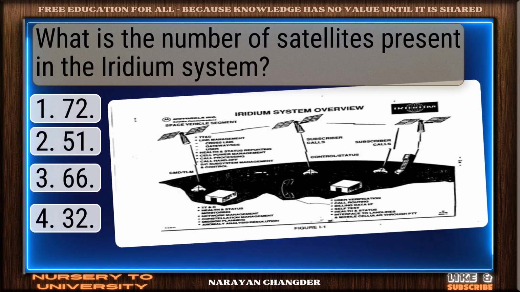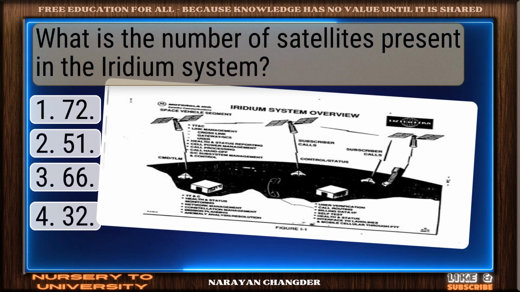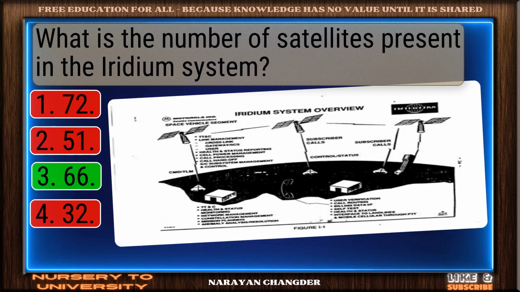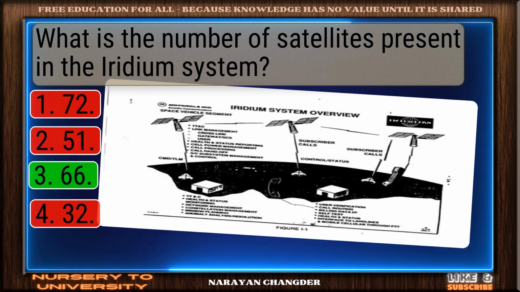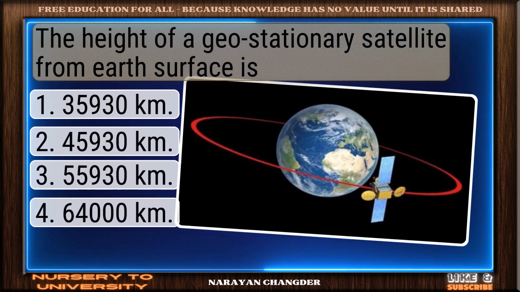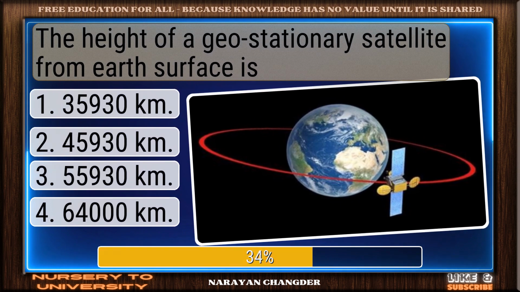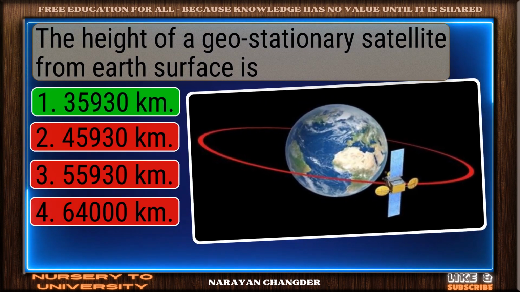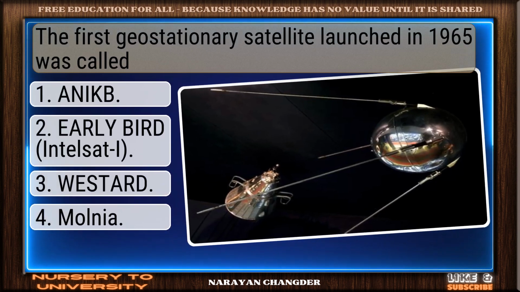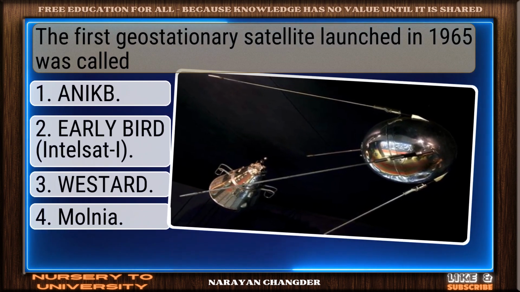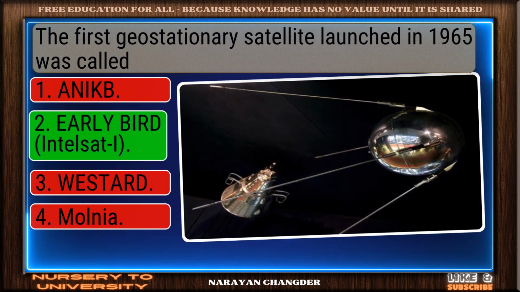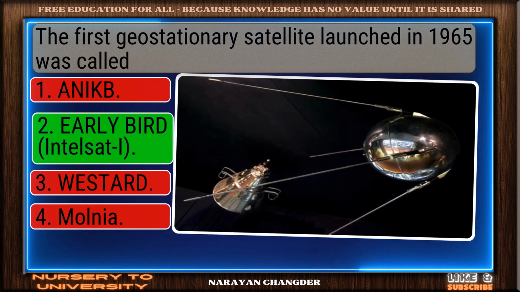What is the number of satellites present in the Iridium system? Exactly. 66 makes sense and it is the right choice. The height of a geostationary satellite from Earth's surface is. Well reasoned. 35,786 km is the correct choice. The first geostationary satellite launched in 1965 was called. Valid point. Early Bird is true.